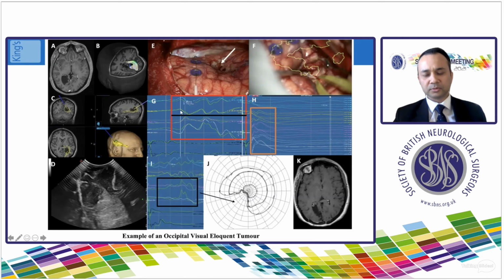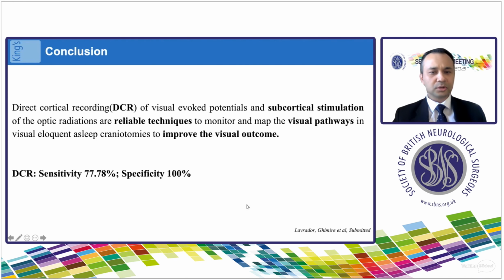Similarly, this was an occipital lesion with close proximity to the optic radiation with the direct cortical recordings. We were able to demonstrate good VEP recordings over the calcarine fissure and a positive recording in the orange box. The black box demonstrated a drop in signal during the operation that correlated with postoperative quadrantanopia in the inferior quadrant in the patient. Thus, in conclusion, DCR recordings were reliable, and also the subcortical stimulation of the optic radiation were reliable techniques that can be utilized during an awake craniotomy in patients with eloquent tumors.